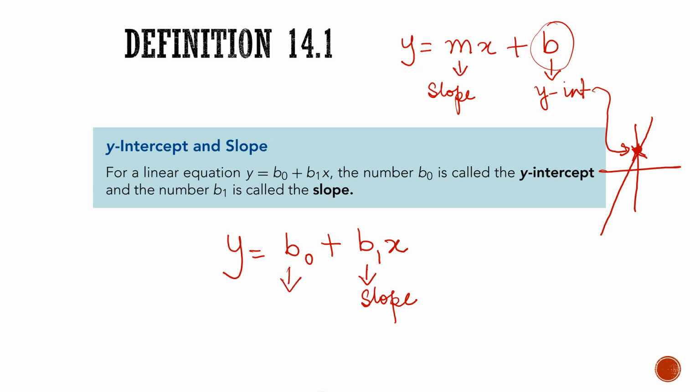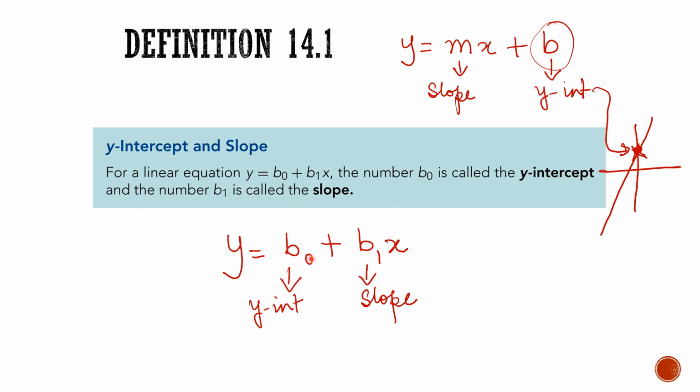b sub 0 referring to the initial term, the term which does not have x in it. So that's going to be our y-intercept. So in statistics, as we go through this course, we are going to write our linear equation in the form y equals intercept slope form.